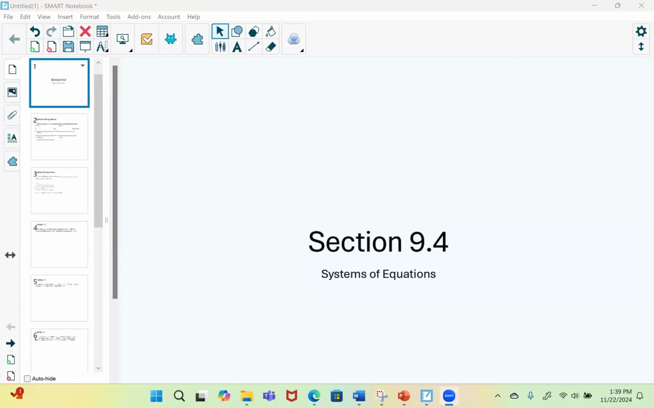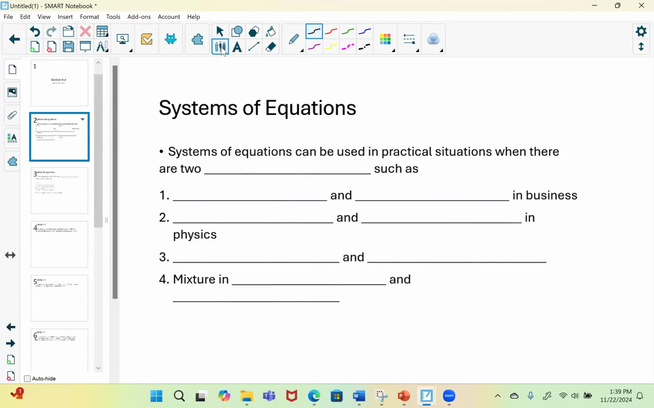So in this video, we're going to look at section 9.4. It's the last section that we're going to do this semester, and it's on applications of systems of equations. So systems of equations can be used in practical situations where there are two unknowns, like two things we're trying to figure out.